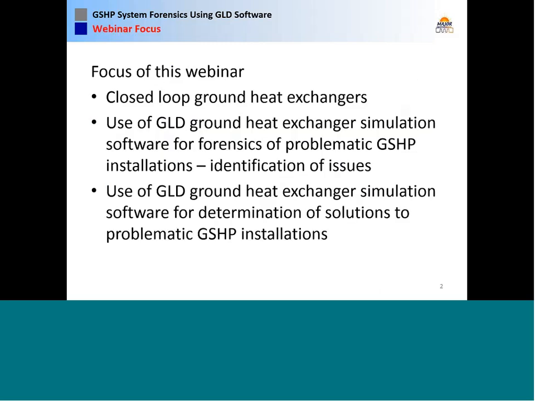We're going to focus on closed loop ground heat exchangers, although we do a lot of forensics for open loop systems as well. But since GLD is a closed loop design tool, that's what we're going to focus on. What we're going to look at is using GLD to define the problems, and then use GLD to help sort out what the solutions might be.